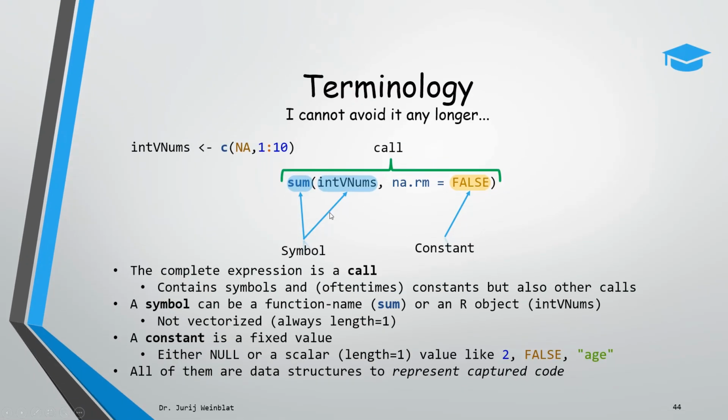Let's start with a concrete example. Here what you see is just a vector. It's not related to metaprogramming. It contains an NA and all the numbers from 1 up to 10. And now we have some source code. It's a sum instruction making use of this vector and specifying na.rm as FALSE. So if you evaluate this one, you will receive NA because one of the elements is NA.